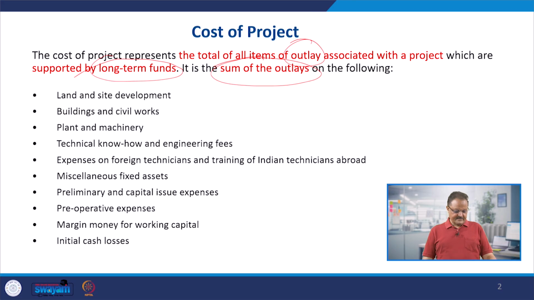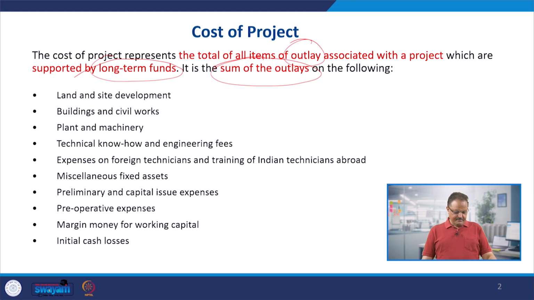and would be part of the cost of the project. And apart from the land, plant, building and machinery, you need to have other miscellaneous assets also, which may be called furniture. You need to have vehicles, you need to have any other kind of fixed assets. So all those miscellaneous fixed assets need to be created, need to be built, and for that purpose also we need the funds. After that, we talk about the preliminary and capital issue expenses.